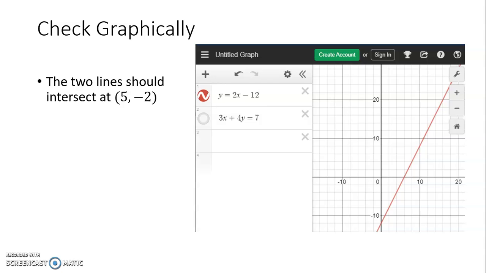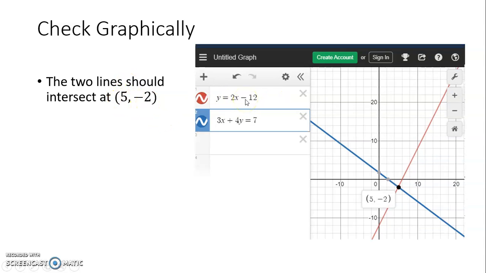Let's do a quick check graphically. These are the same equations from just a moment ago. Just to verify, they should cross at exactly 5, -2. I've got the first equation plotted. We'll plot the second one, and lo and behold, there it is. It crosses right at 5, -2.